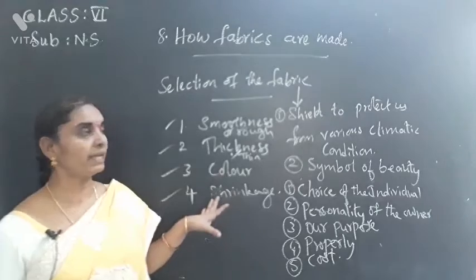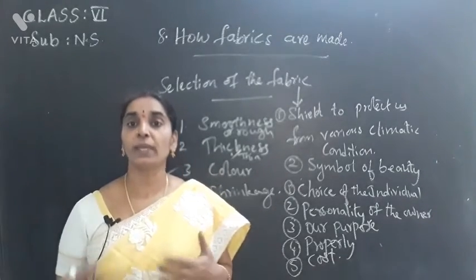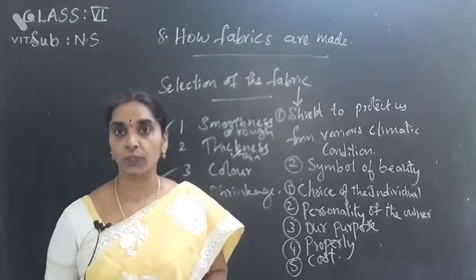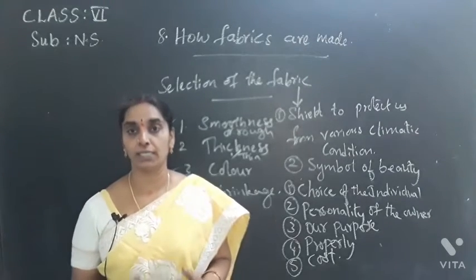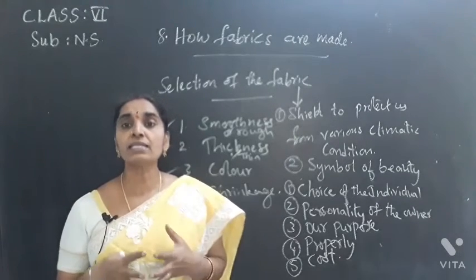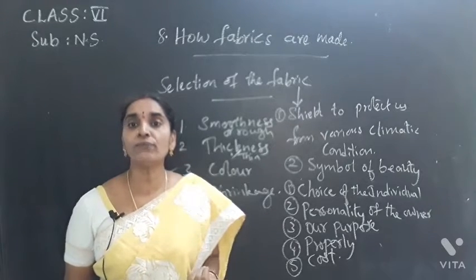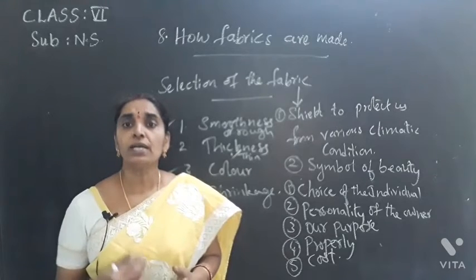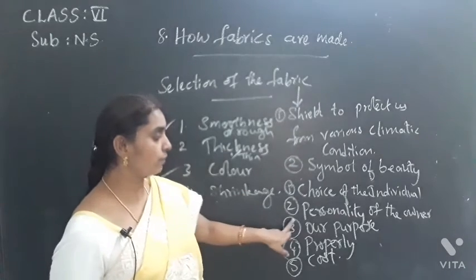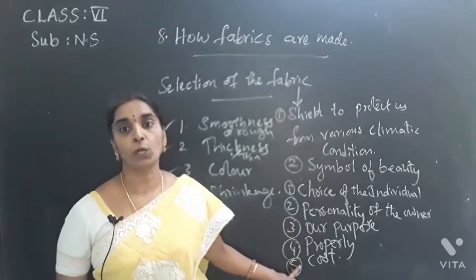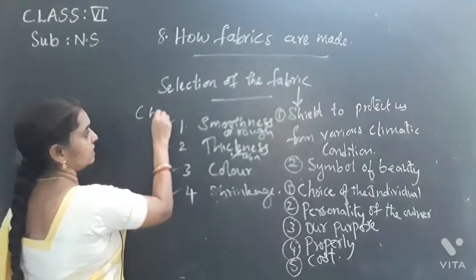Okay, so once again I repeat, what are clothes? Clothes are a protective shield against various climatic conditions. And next they act as a symbol of beauty for us, isn't it? And we select a fabric depending upon our personal choice and personality of the owner. So the selection of the fabric depends upon the personal choice, personality of the owner, and the purpose and property of the fabric.